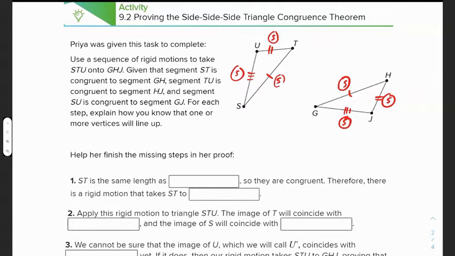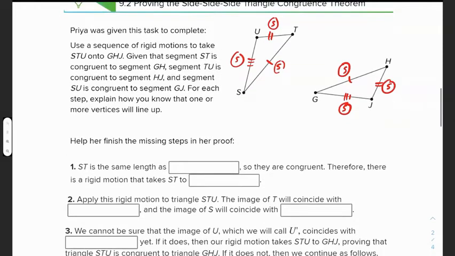There. So for each step, explain how you know one of the vertices will line up. So we're actually going to go through this proof that this kid did, and we're just going to fill in the blank, and that'll help out in getting us the logic here on why this proof will work. So ST is the same length as who? All right, and they gave us the given for that one, didn't they? They told us ST is congruent to who.